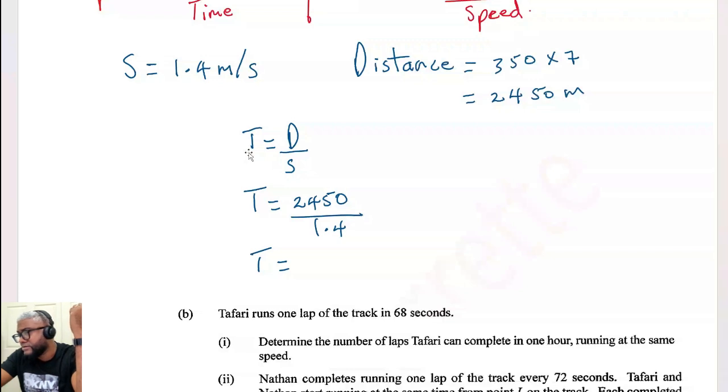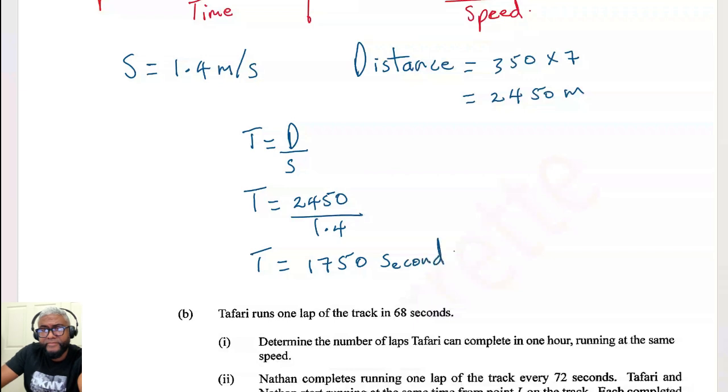Can I answer, sir? How much do you get? 1,750, sir. 1,750 seconds, because remember, it was meters per second.